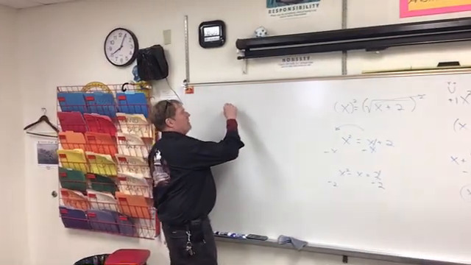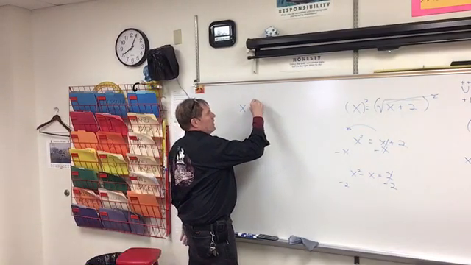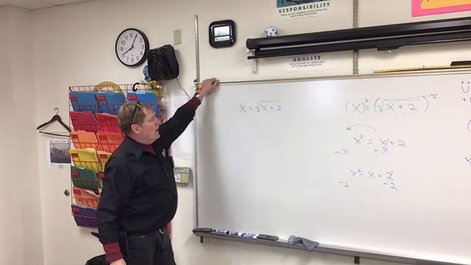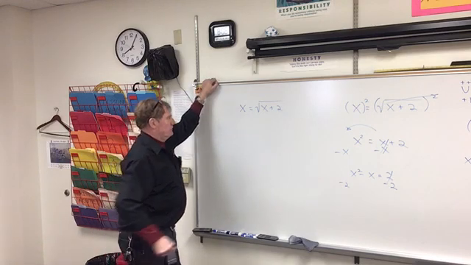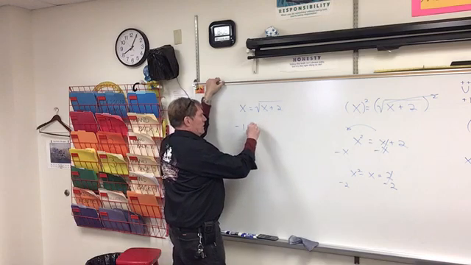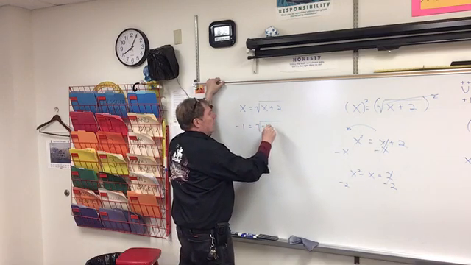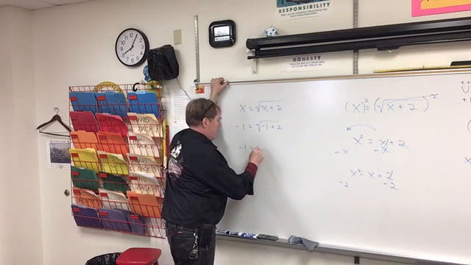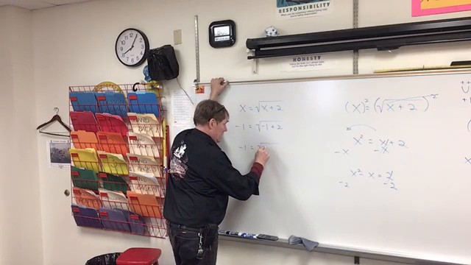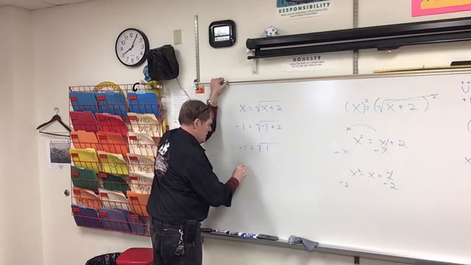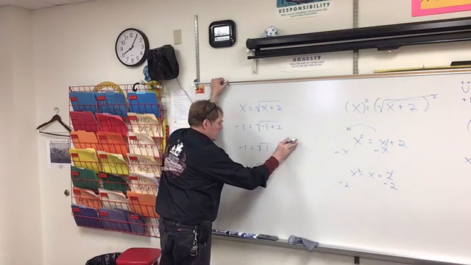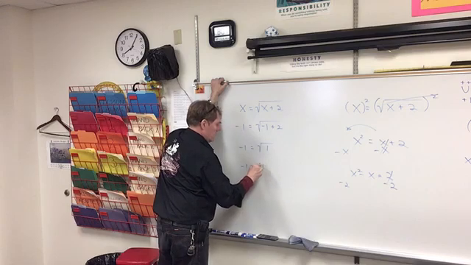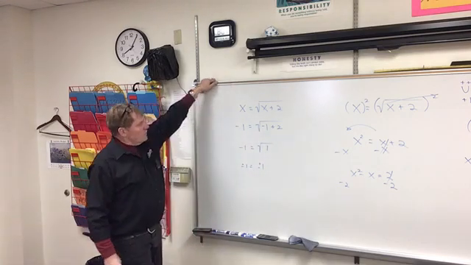Okay, my original equation said x equals the square root of x plus 2. I'm going to try the -1 first. -1 equals the square root of -1 plus 2. Well, -1 equals the square root of 1, and the square root of 1 is 1, or -1. So yeah, that one worked.